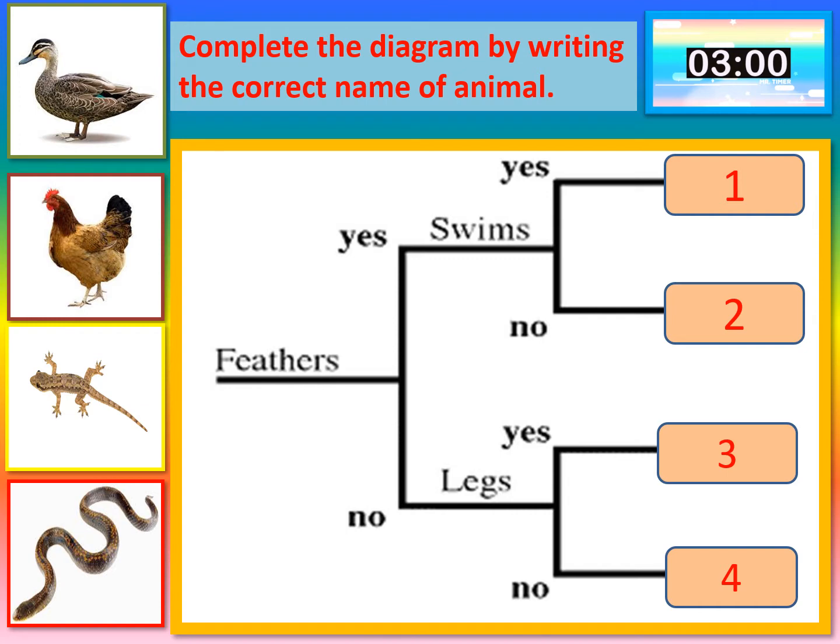These animals have feathers, yes or no? It can swim, yes or no? It has legs, yes or no? So you're going to write the correct name that corresponds to the description to complete the diagram. You have only 3 minutes to do this activity.